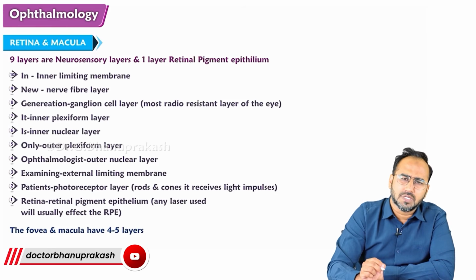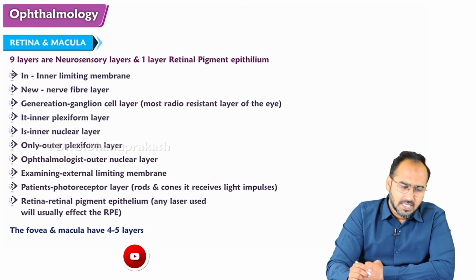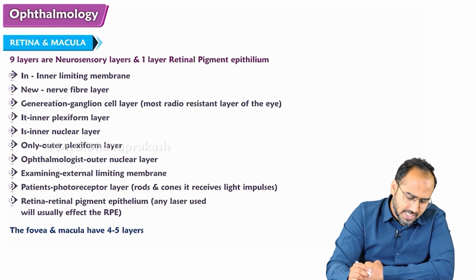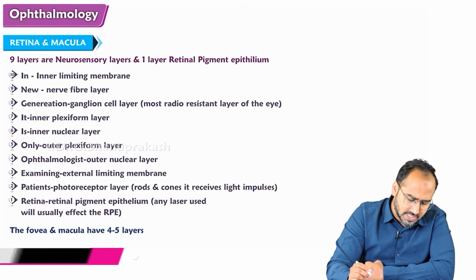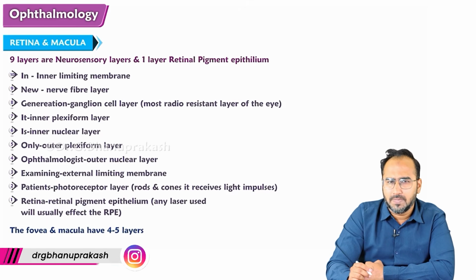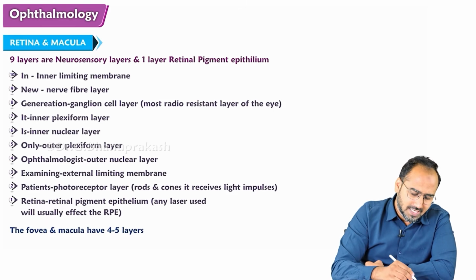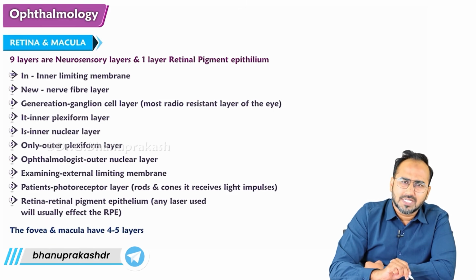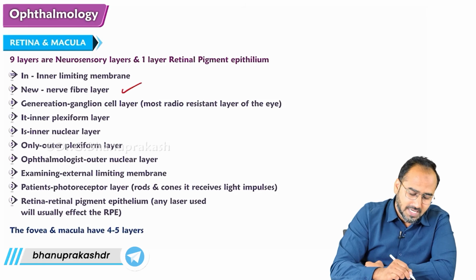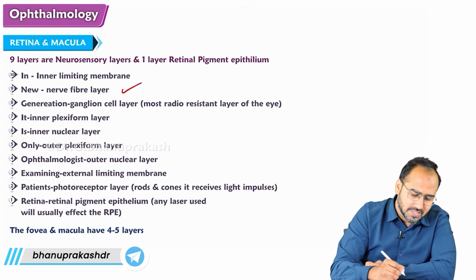There is a mnemonic, guys, to remember the layers' names. The mnemonic is, in new generation, it is only ophthalmologist examining patient's retina. In, I stands for what? The inner limiting layer. New generation, N stands for the nerve fiber layer. The next is the ganglion cell layer. Generation is ganglion cell layer.